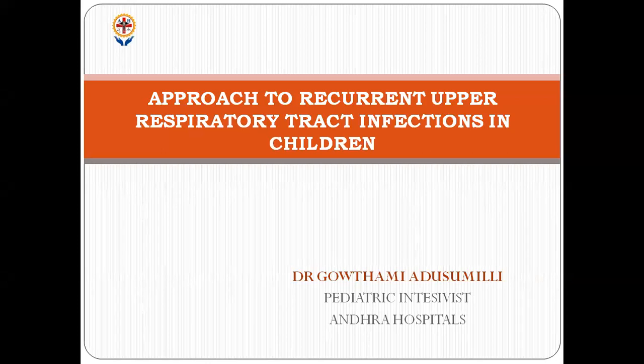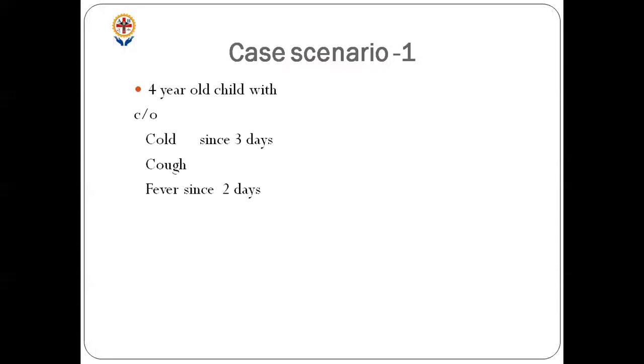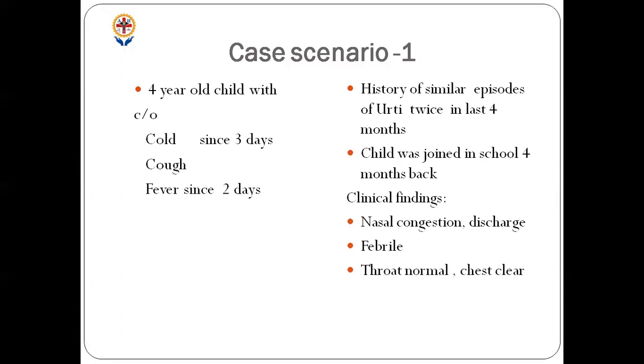So this is going to be a case-based discussion. Let's go to the first case scenario. Here is a 4-year-old male child with complaints of cold and cough since 3 days and fever since 2 days. There is a history of similar episodes of URTI twice in the last 4 months. The child joined school 4 months back.